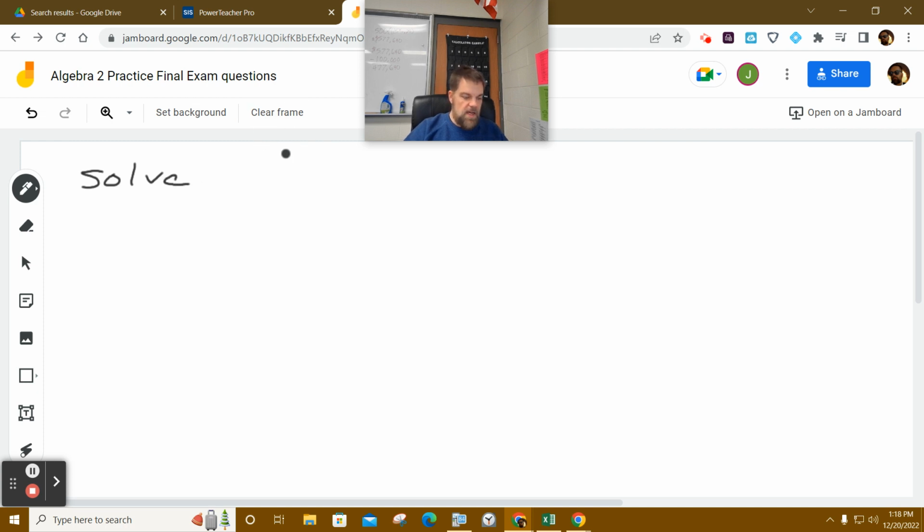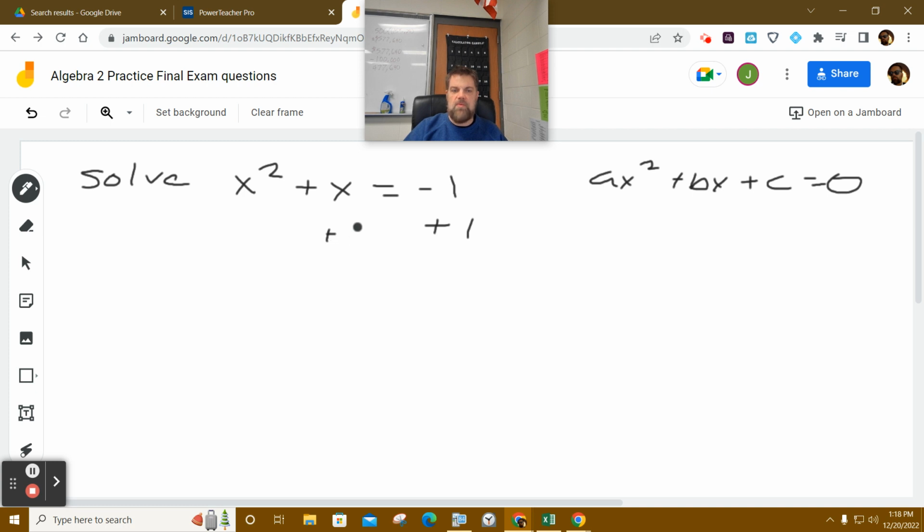I'm recording. x squared plus x equals -1. Now, whenever you have a quadratic, the best way to solve it is you want it to be in this form: ax squared plus bx plus c equals 0. So to do that, I'm just going to add 1 here, and whatever I do on one side, I do to the other side. The reason I do that is I want this side to equal 0.